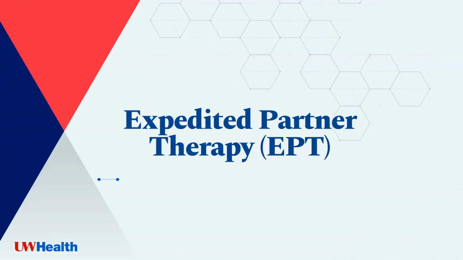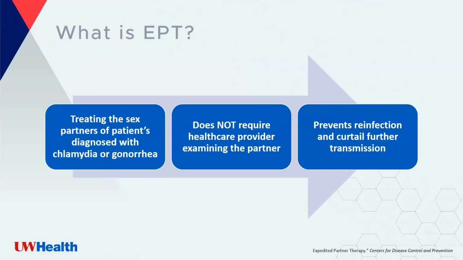So with STDs, one of the most important things is getting patients screened and tested. So that's where expedited partner therapy, or EPT, comes into play. EPT is the ability to treat the sex partner of the patient who is recently diagnosed with chlamydia or gonorrhea. It does not require a healthcare provider to directly examine that partner, and so this can prevent reinfections from occurring and curtails further transmission.